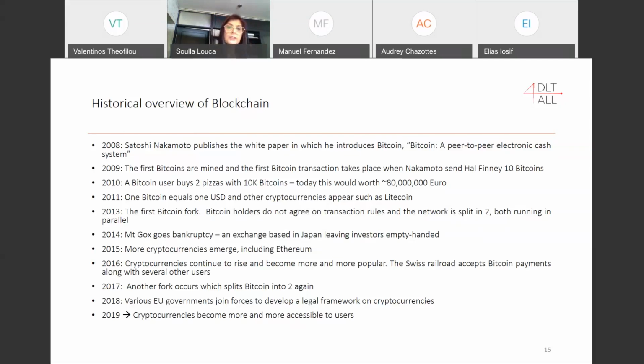Moving to 2017, another fork occurs, which splits Bitcoin into 2 again. 2018, various EU governments joined forces to develop a legal framework for cryptocurrencies, and 2019 and onwards, the cryptocurrencies become more and more accessible to users.